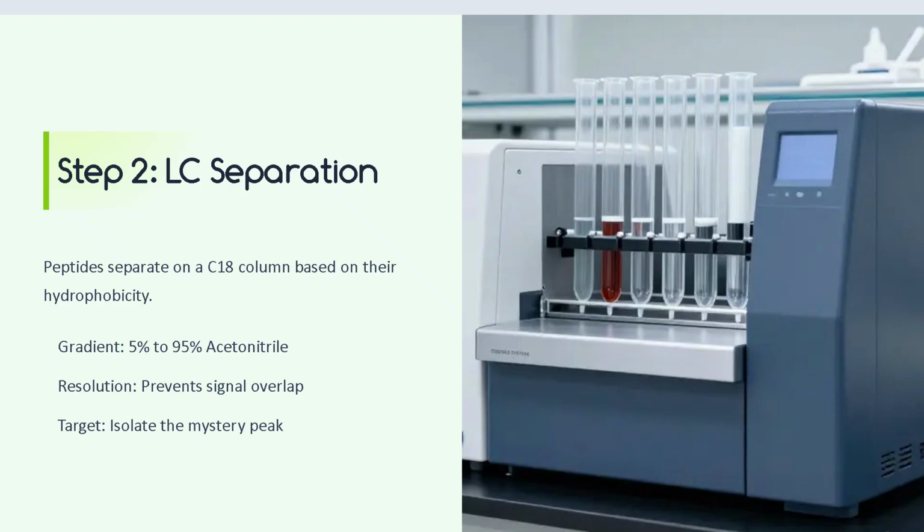Next comes chromatographic separation. On a C18 column, peptides separate based on hydrophobicity. We usually run a gradient from 5% to 95% acetonitrile. This improves resolution and keeps peaks from overlapping. Our goal here is simple: isolate the mystery peak so the mass spectrometer sees only one peptide at a time. Good separation makes everything downstream easier.